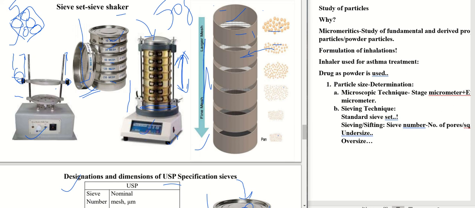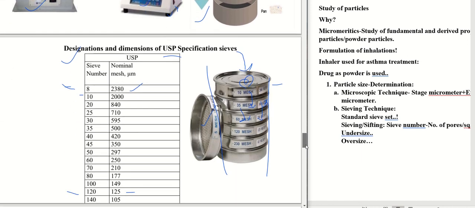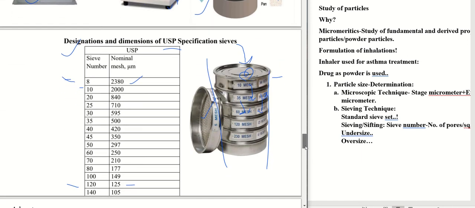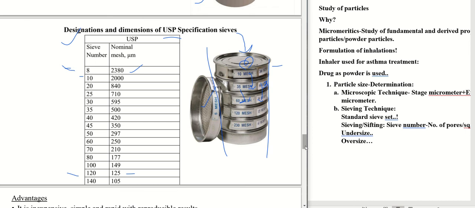That is how oversize and undersize plays out. We can determine the oversize and undersize particles from this method based on the size ranges. So based on the standard sieve number and the mesh size or the aperture size, we will be able to determine the particle size. And this method is described in a detailed way in the practical session.